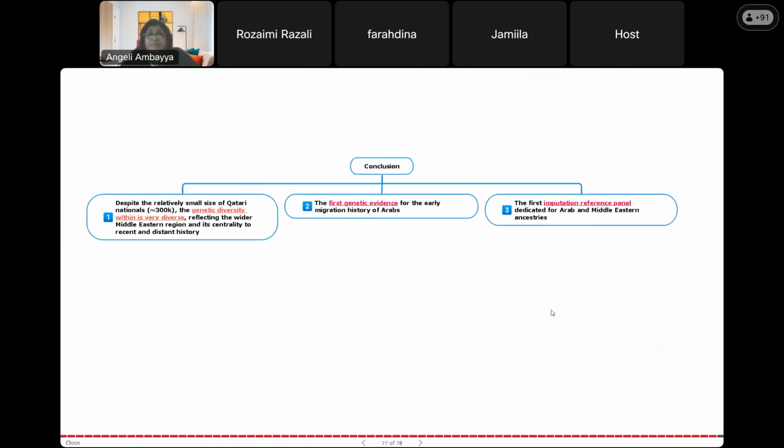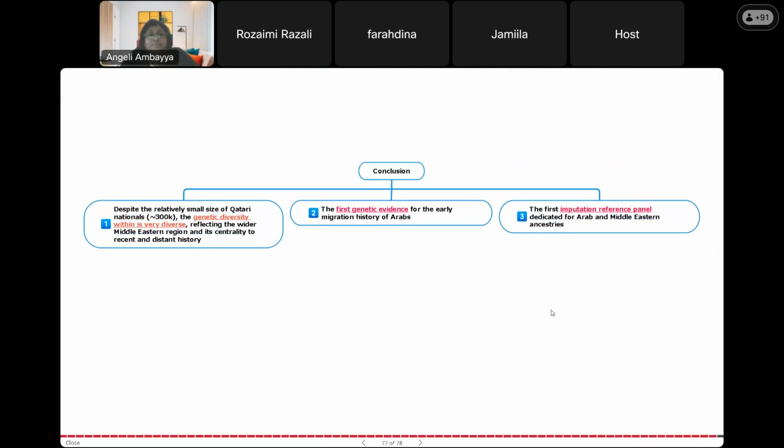So, as a conclusion, from this study, what we have shown is that despite the small size of the Qatari nationals, the genetic diversity is very diverse, right? So this reflects the wider Middle Eastern region. For example, if a Qatari researcher wants to study the population living in Morocco, he doesn't need to go to Morocco or recruit Moroccan samples. He just needs to find Qatari nationals whose genetic ancestry mirrors that of the Moroccan lineage.